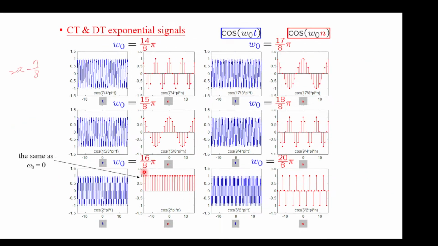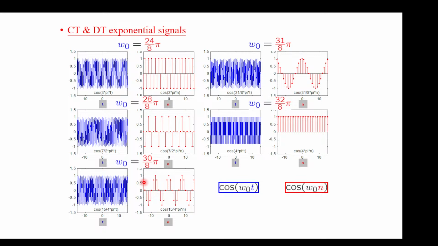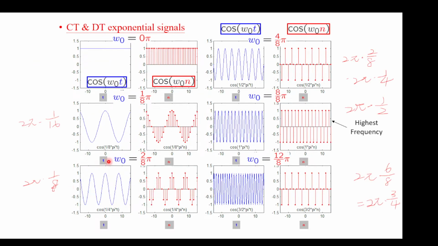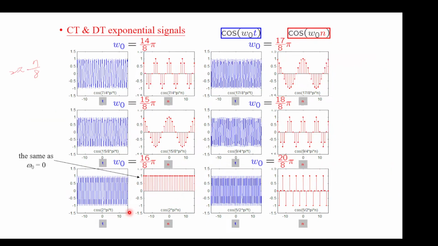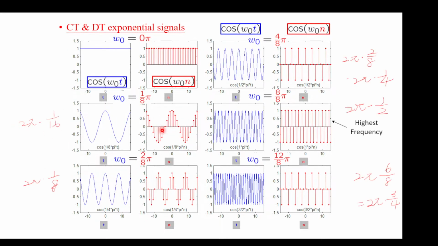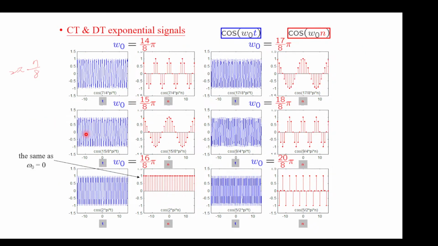So this 14 over 8 signal, you see that it looks really similar to this 2 pi over 8 signal, which has period 8. And this 15 pi over 8 signal, you see that it's really similar to this 1 pi over 8 signal with period 16.